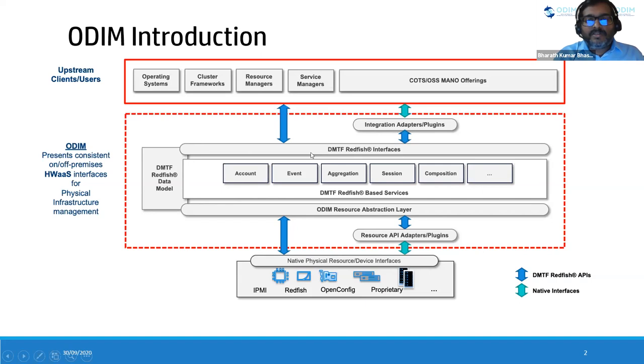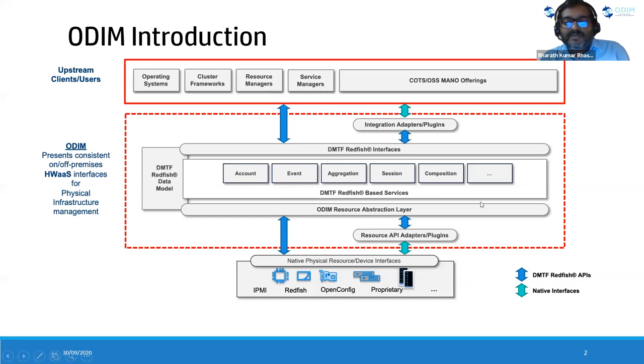At the top we show the Redfish interface, and then the box in between has the services, the Redfish DMTF services like account, event, aggregation. Aggregation is a new service that has been brought into the standard by our team this year. You can refer to the 2020.2 standard spec and you'll find details of this aggregation schema. Session and composition have been in Redfish even before that.